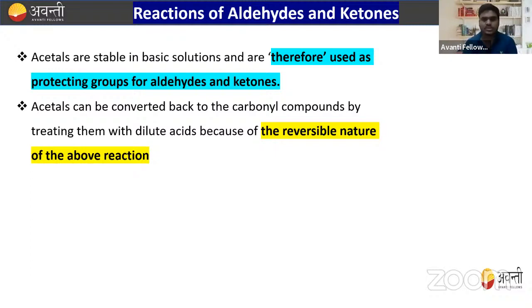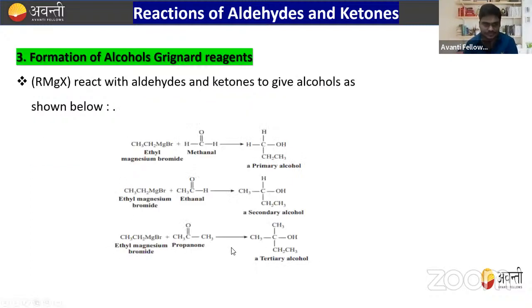Right. So let's see. Formation of alcohol, or we say Grignard reagent. RMgX, also known as the Grignard reagent, reacts with an aldehyde or ketone to give alcohol, as shown in the figure. Because we know that this is a method of preparation of alcohol as well: when we treat a carbonyl compound with the Grignard reagent, we get the alcohol, right?